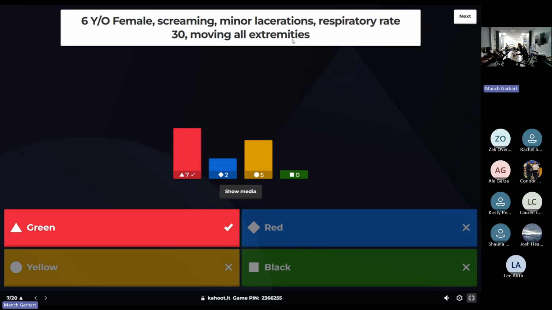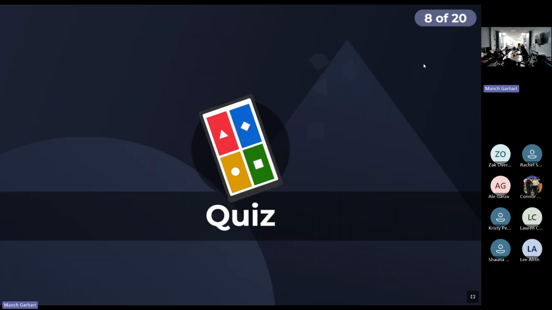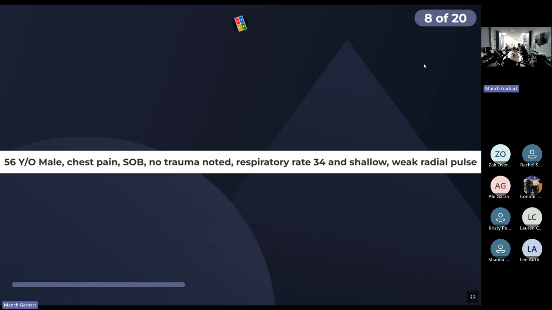So screaming, minor lacerations, respiratory rate 30, which is again normal range for pediatric, moving all extremities. They could be compensating, 100%. And by this point, am I that concerned right now? No. Is there any argument for yellow on this? Maybe because they're being held, not walking around. But the respiratory rate's 30. Exactly. It's pediatric. We're good, right? And remember, for an adult, that would have been a different criteria.